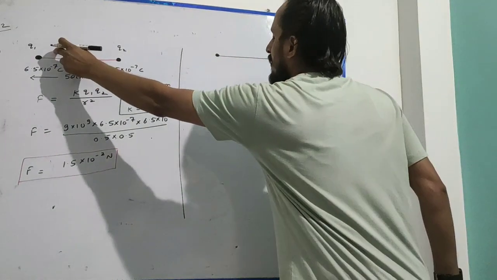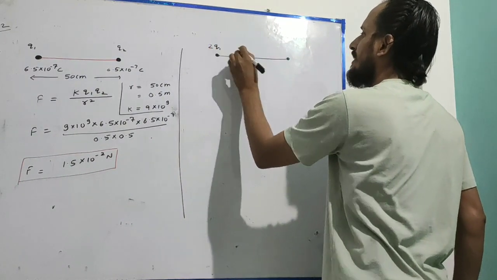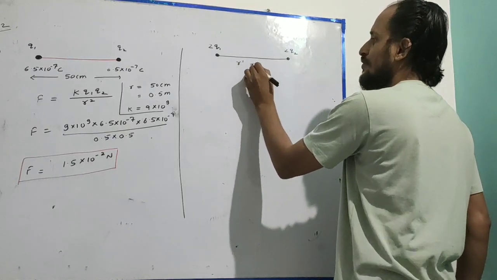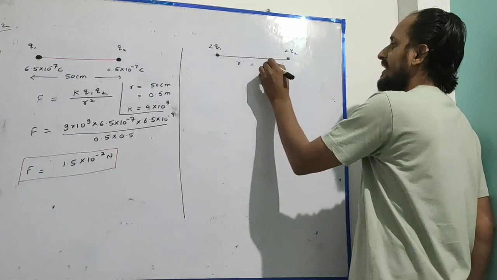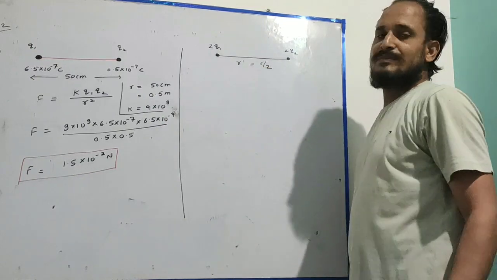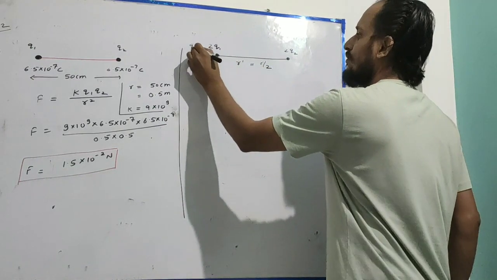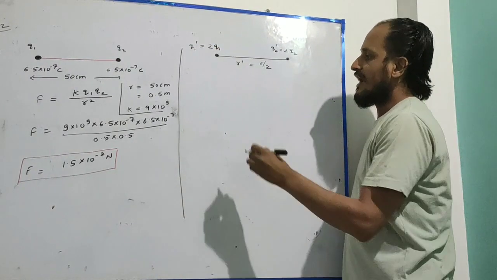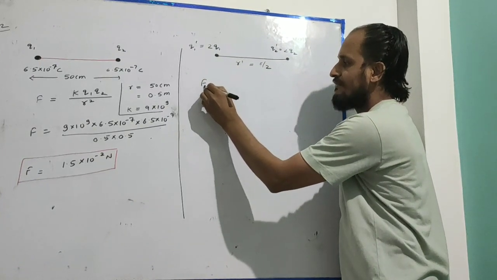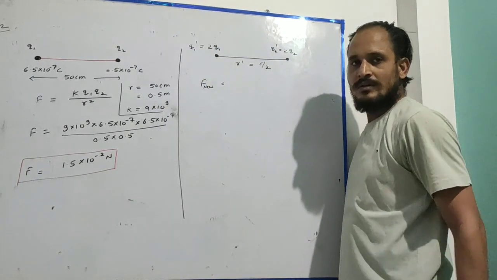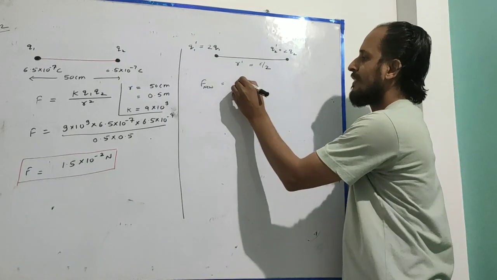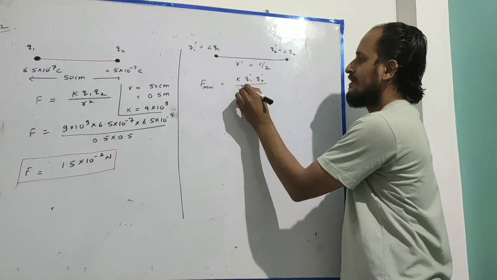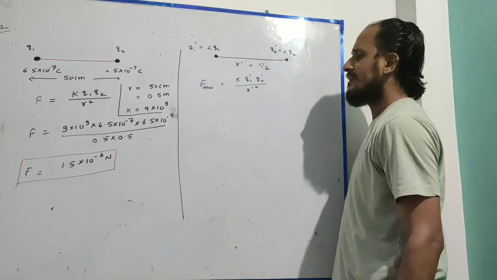That means Q1 becomes 2Q1, Q2 becomes 2Q2, and R dash, the new distance between them, becomes R by 2. Distance between them becomes half. This is Q1 dash, this is Q2 dash. Now again we will use the formula: F new force is equal to K Q1 dash Q2 dash divided by R dash square.